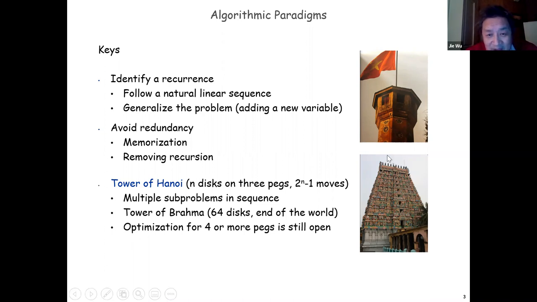But in reality, I read some history books. This puzzle was actually invented by a French mathematician, Lucas. You know, Vietnam was a colony of France. But someone said that this problem originated from India. It's called the Tower of Brahma. I visited India a couple of times, and I really like India's temples.